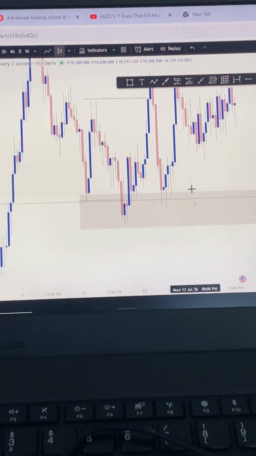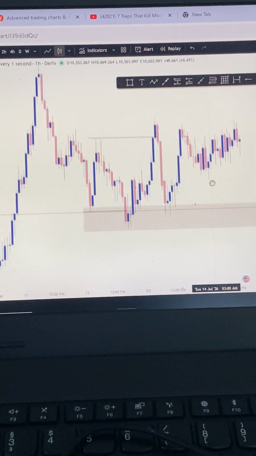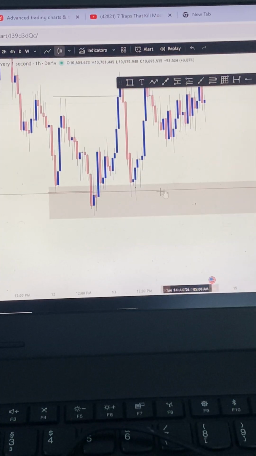Okay, and that's something I love about this system. It has an established SL and then an established take profit. Okay, so look at it.